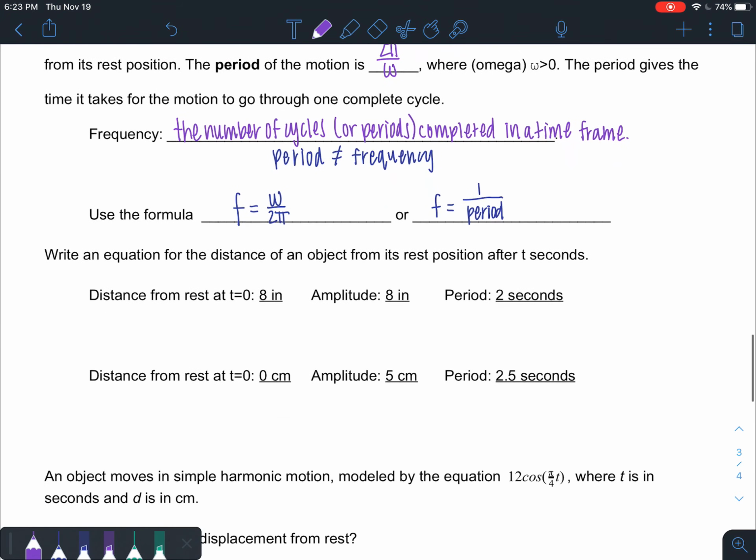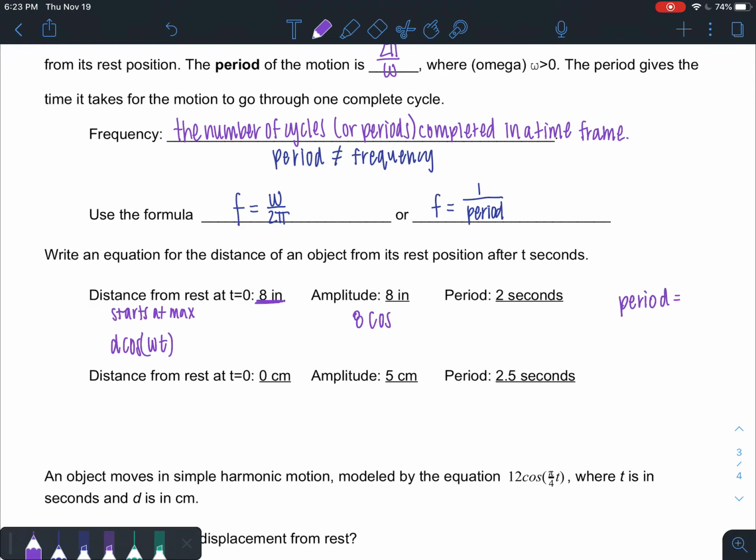So we're going to write an equation for the distance of an object from its rest position after t seconds. If its distance at rest is 8 inches, that means it's starting at its max displacement, which means we are going to use the cosine function. So we're using d cosine of omega t. All right, d is our max displacement, which is 8.